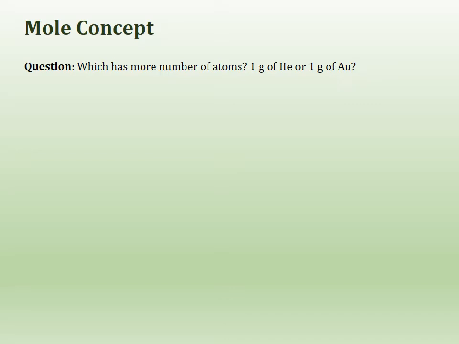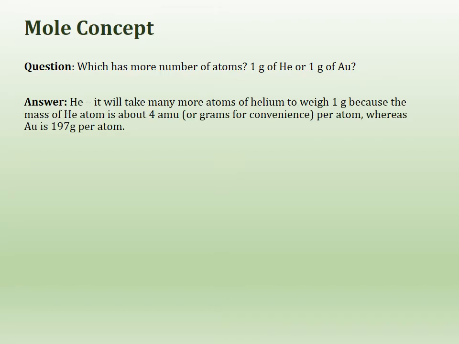And the answer is helium. It is helium because helium is lighter than gold, so it will take many more atoms of helium to make up 1 gram than gold. I'm giving these numbers, 4 AMU and 197 AMU, as grams just for comparison's sake, but really right now it's all AMU.